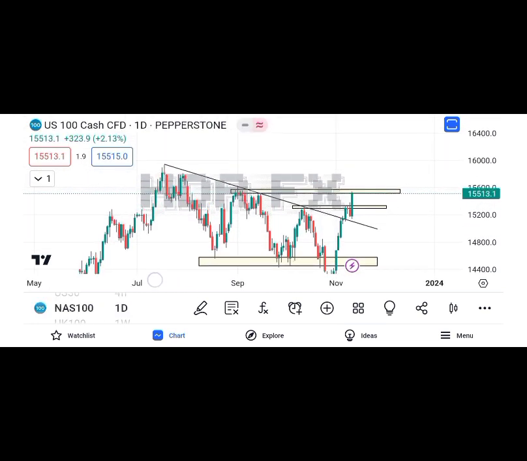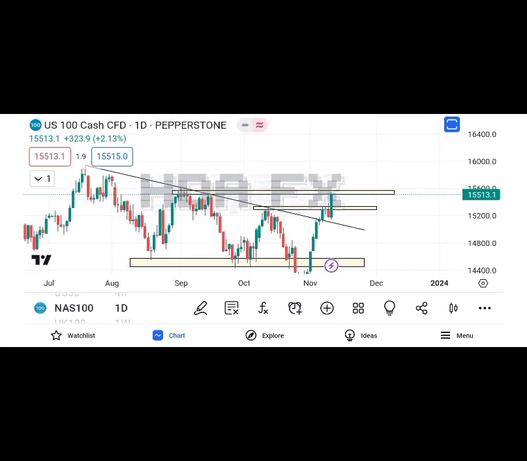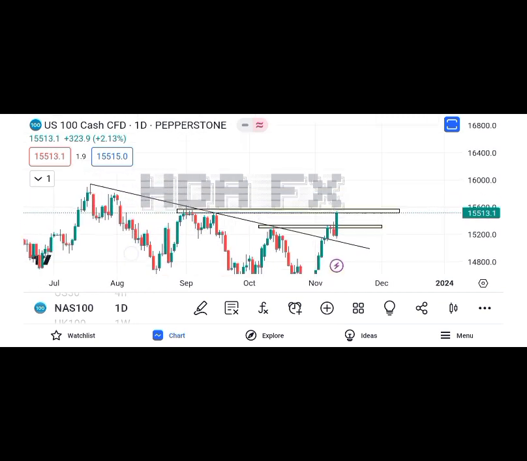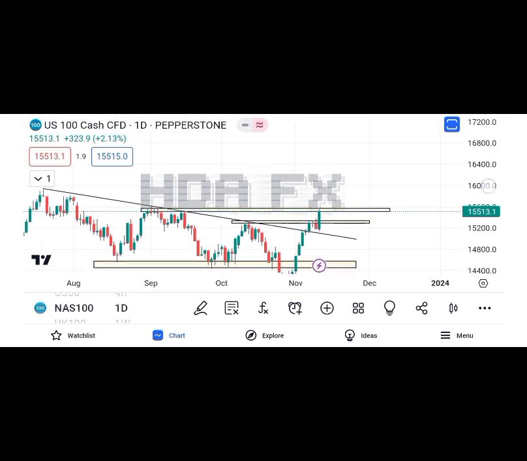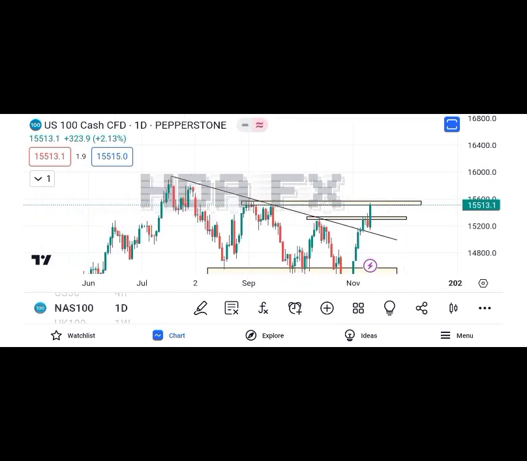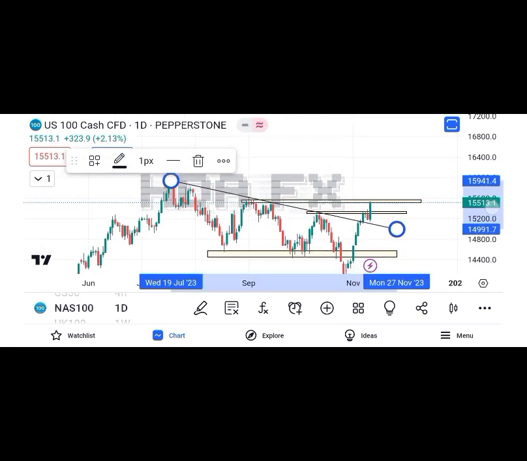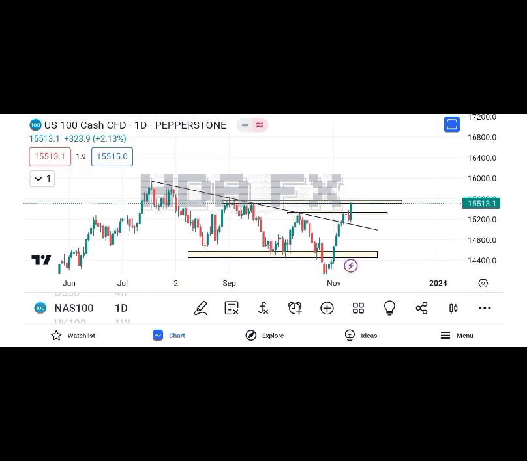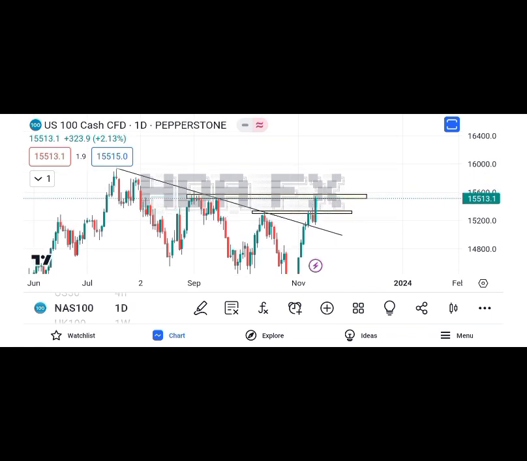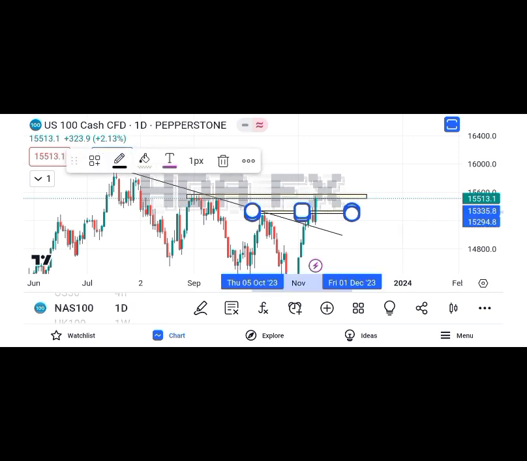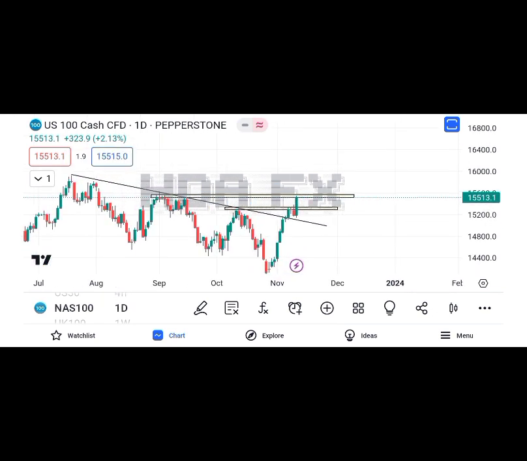Now NASDAQ, or NAS100, or US Tech. This is an index, or sometimes a stock, however you call it. On this pair, we had this trend line here. We saw price breaking this trend line upward. Let me get rid of this zone here. Then we saw price getting to this key level here, and we also have another key level here.